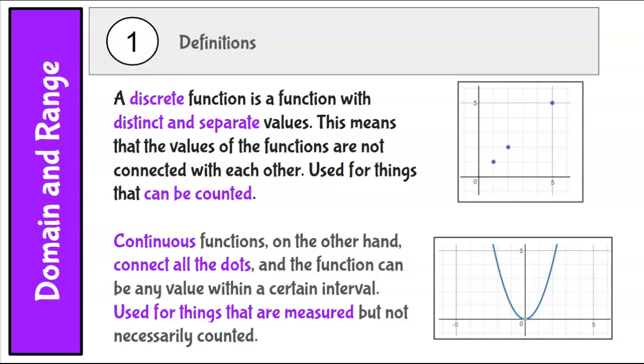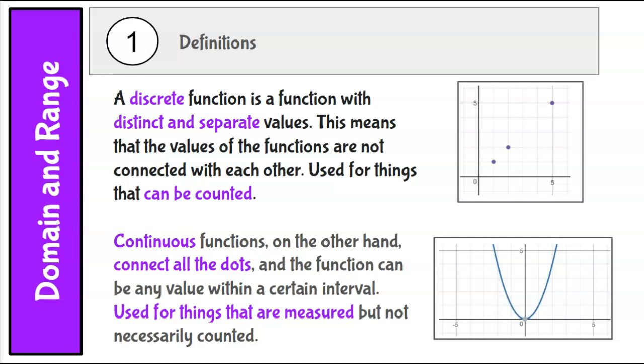A discrete function is a function with distinct and separate values. This means that the values of the function are not connected with each other. It's used for things that can be counted, like number of puppies or number of shoes that you own. When you see a graph like this, where there are separate dots that are not connected, that is an example of a discrete function.